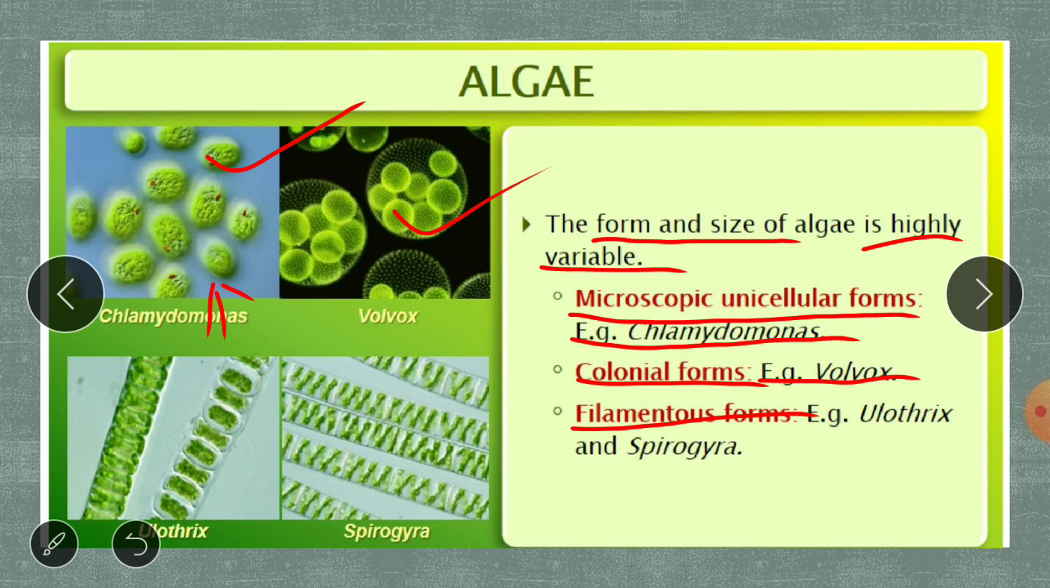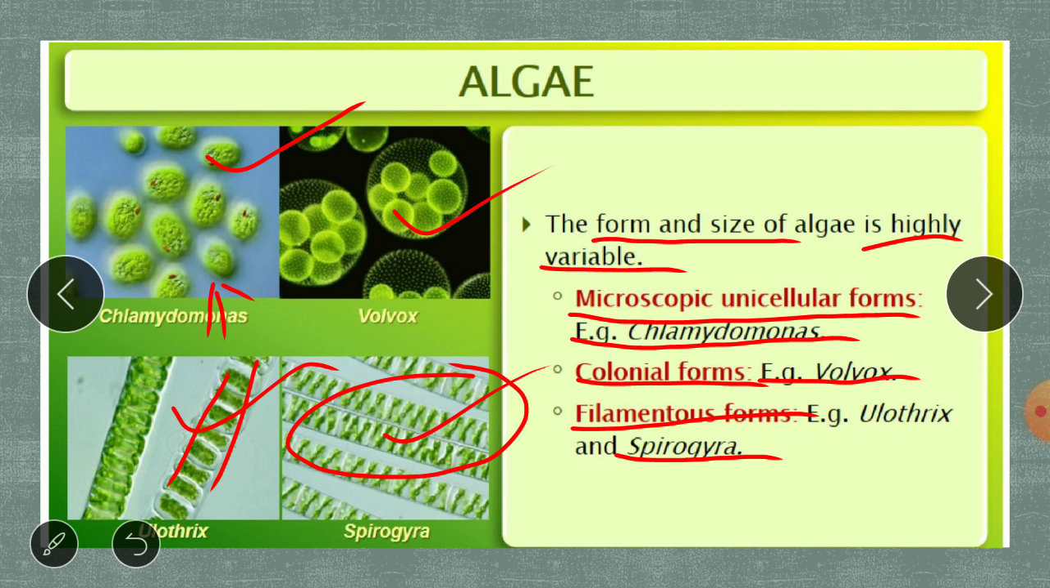Filamentous forms, for example Ulothrix or Spirogyra. When the college starts, you will be having Spirogyra. You can see this Spirogyra. It is present on the slide. Even to observe this kind of structure, you need a microscope. So Spirogyra and Ulothrix are filamentous, meaning they are in long cylindrical forms.